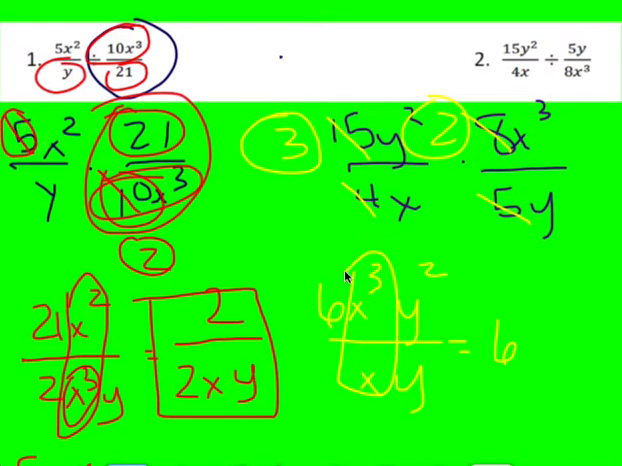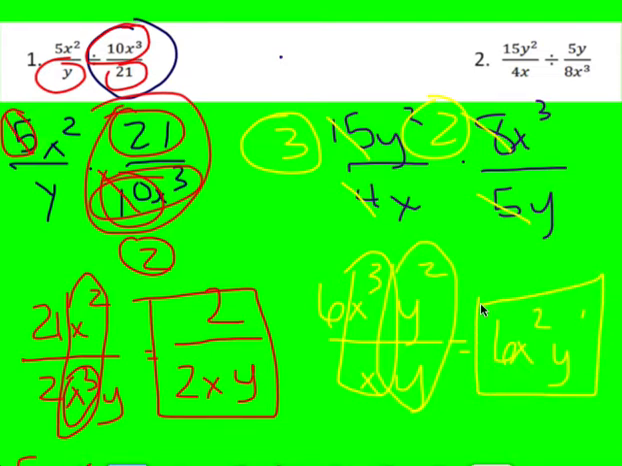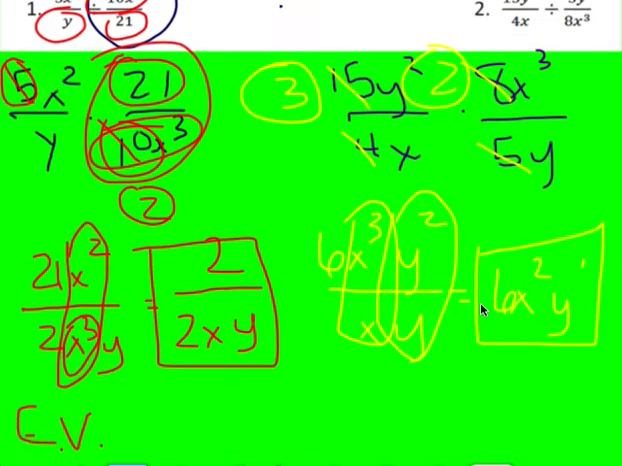That 6 is going to stay as is. Then I have x cubed divided by x to the first. Subtract those exponents and I get x squared. Y squared divided by y to the first. Subtract those exponents and I get y to the first. So my simplified answer is 6x squared y to the first, or just 6x squared y also works.